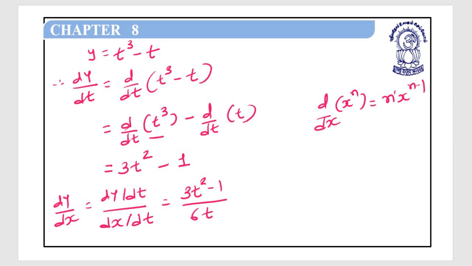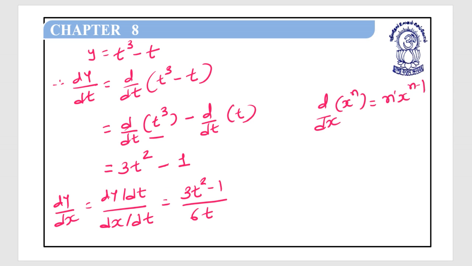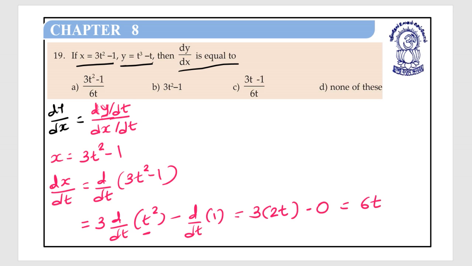So check the options. 3t square minus 1 upon 6t. So option A is the right answer of question number 19. Okay. Understood? Now move to the next question.